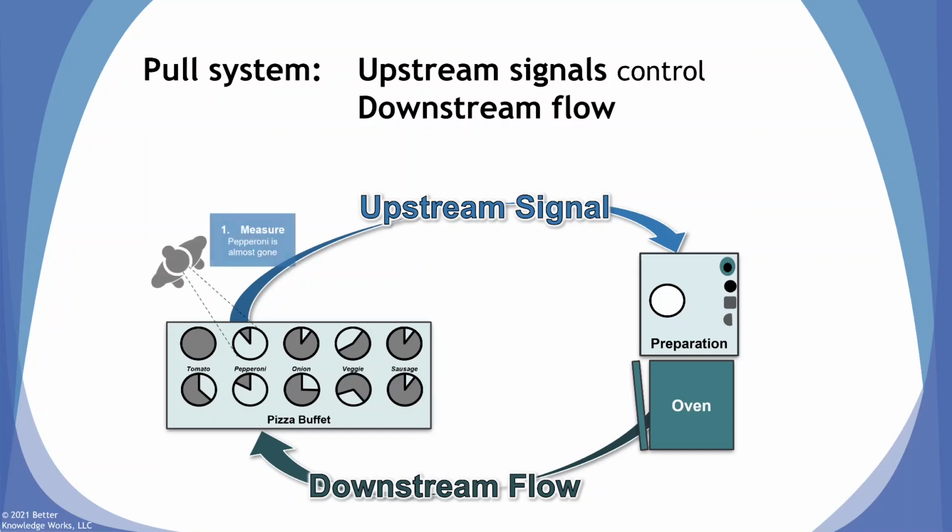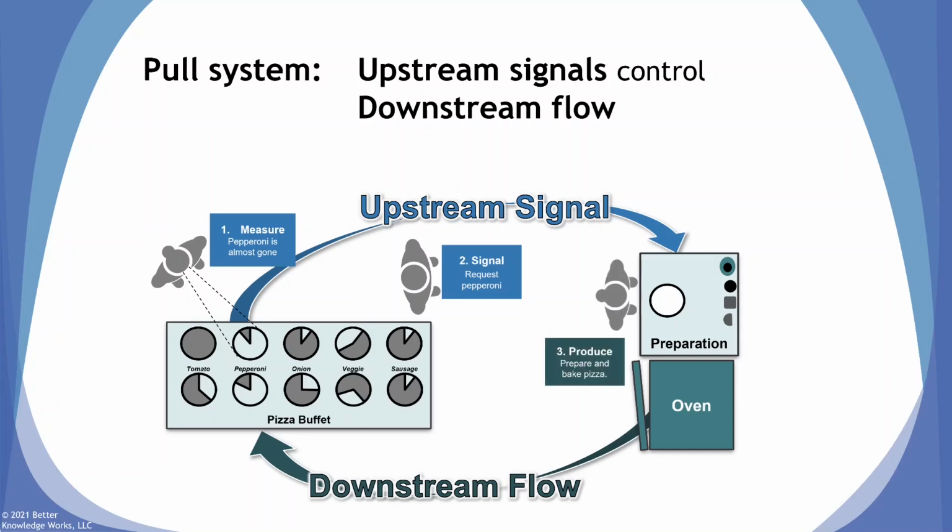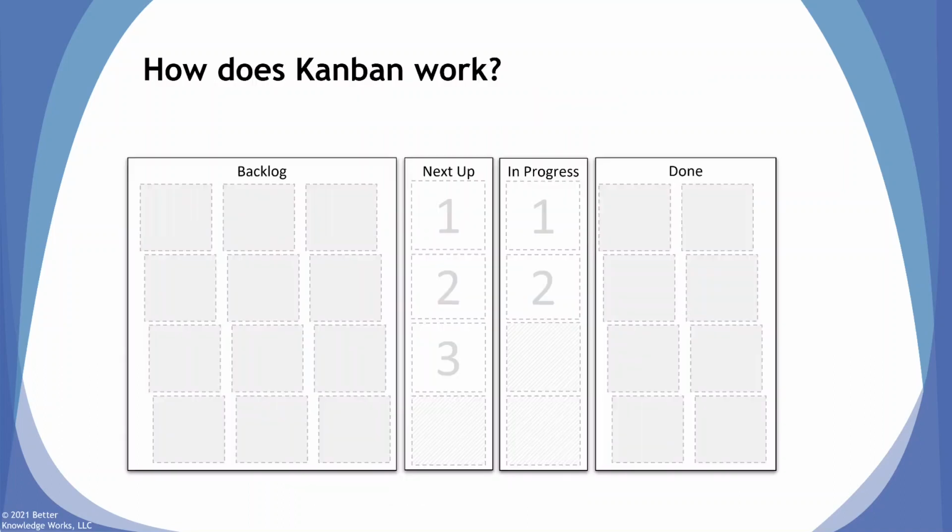The upstream signal comes from a server who observes that a pizza is nearly gone. That person then sends a message to the kitchen to produce a pie. So that's the upstream signal. The kitchen staff prepares the pizza, and a few minutes later, it's delivered to the table. That's the downstream flow. Pull systems are simple. They apply resources just where they are needed, just when they are needed.